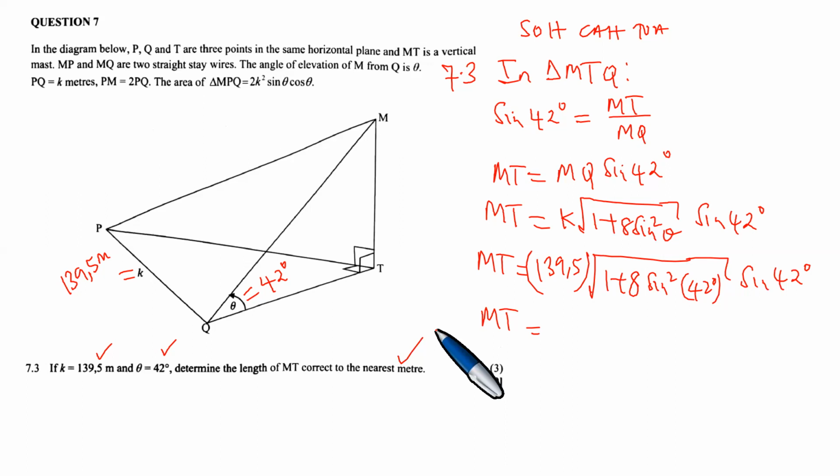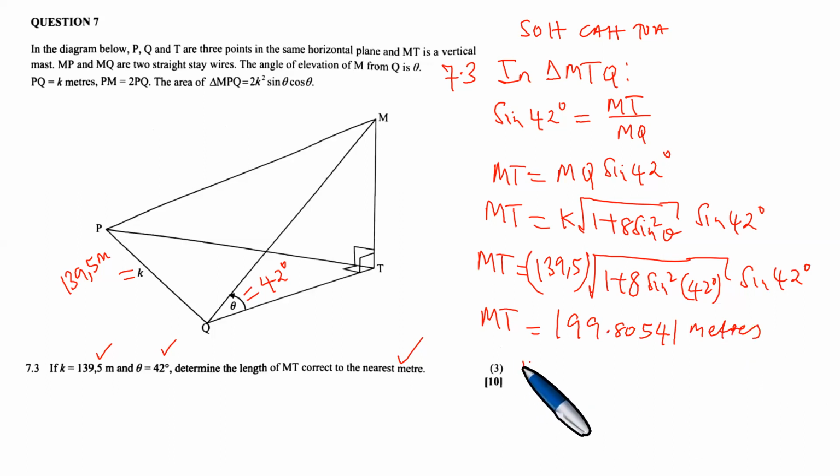And then you square this one here, right? And then it is everything multiplied by the trigonometric sine of 42 degrees. And so we are able to get the result, which is 139.5 into the sine of 42, which is 199.8054 meters.